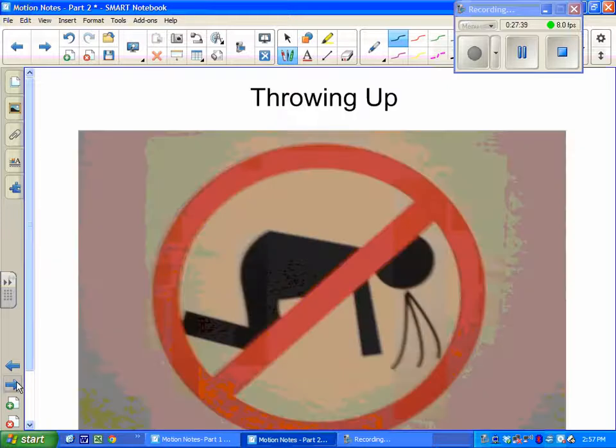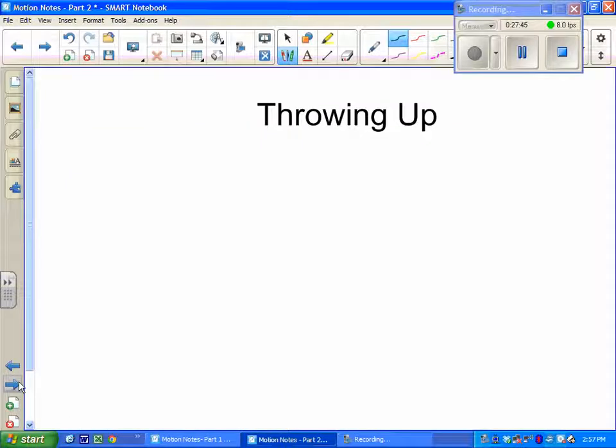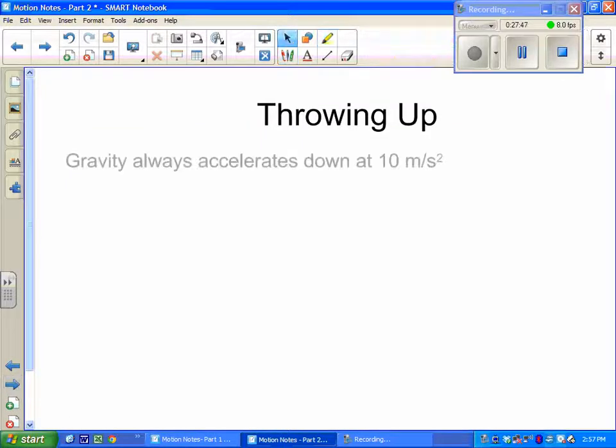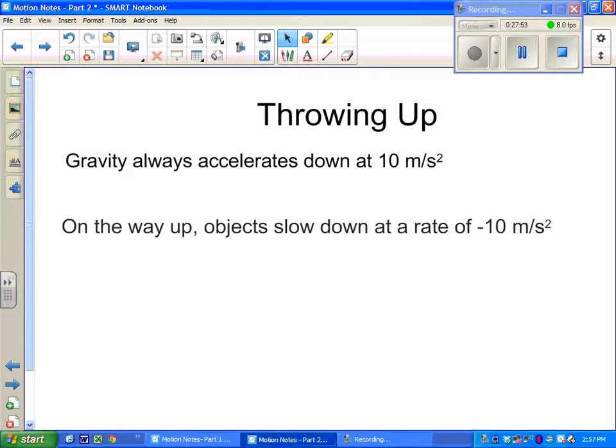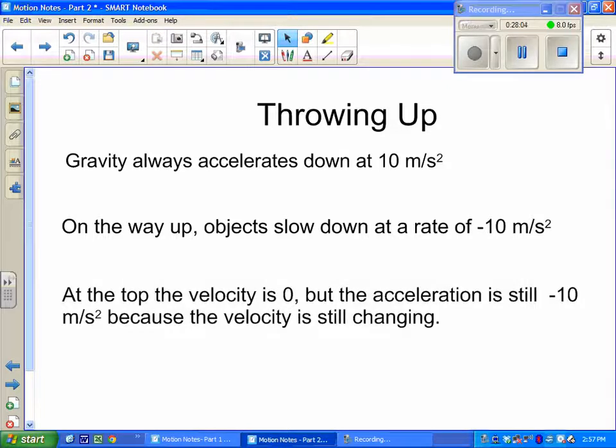All right. Part 3 of our notes, throwing up. Very short. Throwing up basically says, if you throw something up, gravity slows it down by 10. So on the way up, objects slow down by 10, because gravity's pushing down 10. At the top, the velocity is 0, so they slow down, slow down, slow down, and at the very top, they stop, so velocity is 0. But very importantly, acceleration is still negative 10.